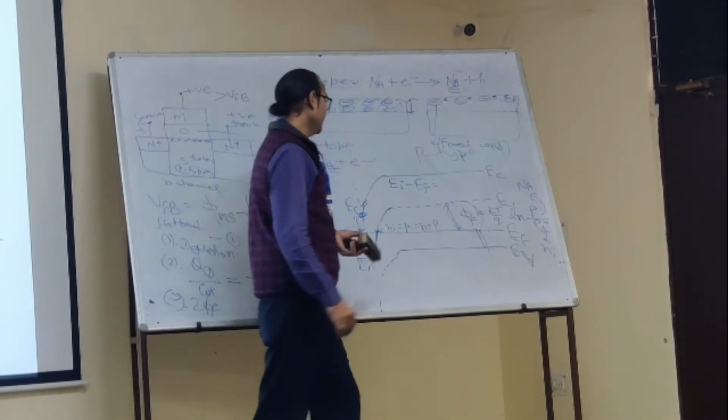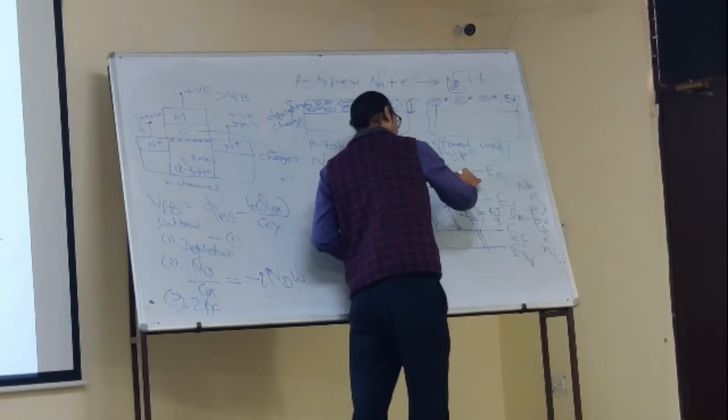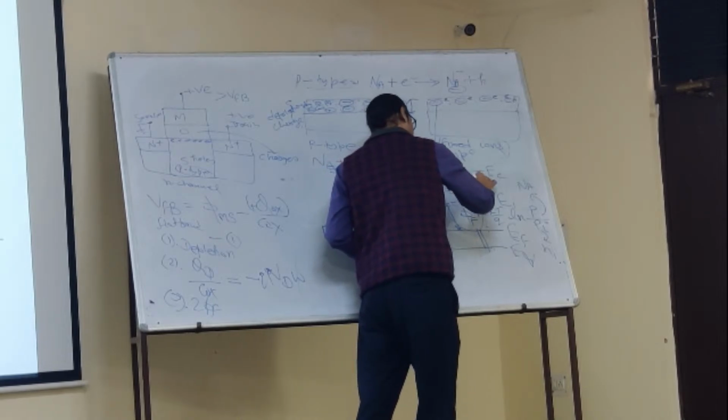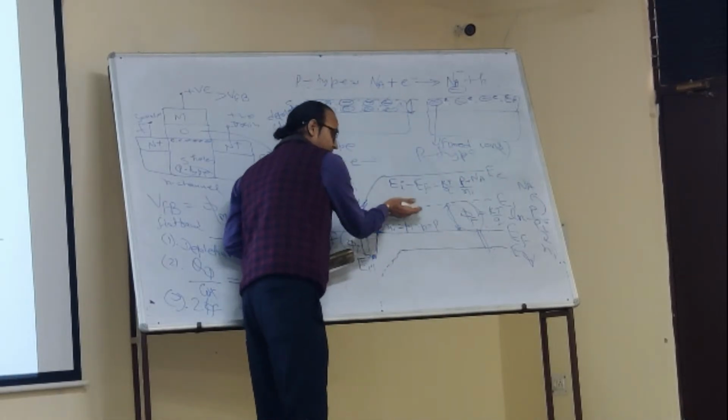Na, kT by q ln Na upon Ni. Whether it is p upon Ni or Na upon Ni, whatever it is, right? Up to here. So what is going on?